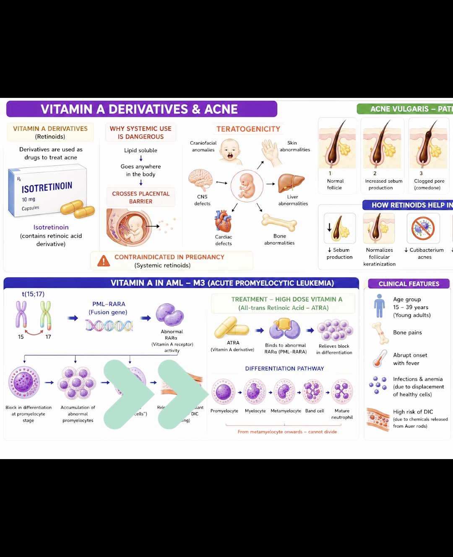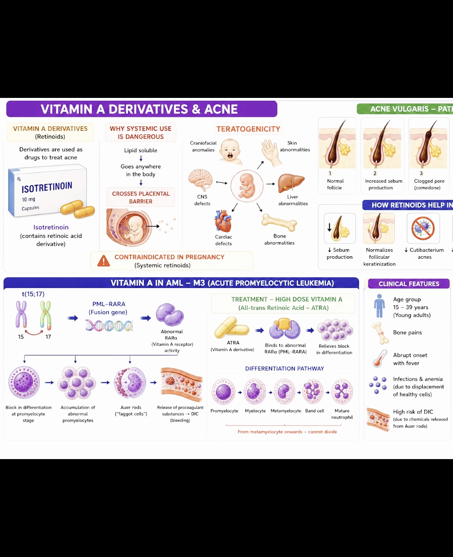From metamyelocyte onward, they cannot divide. So what vitamin A did at high doses is force dividing cells that participate in leukemia to become finely matured cells that are no longer capable of proliferating. So vitamin A in AML-M3 is a classic question because of its translocation.